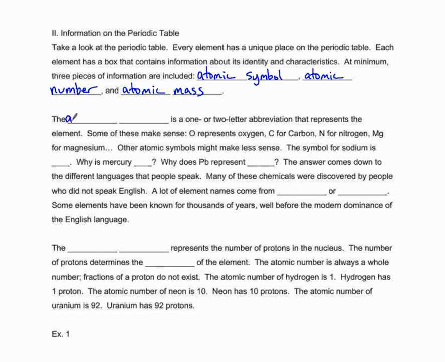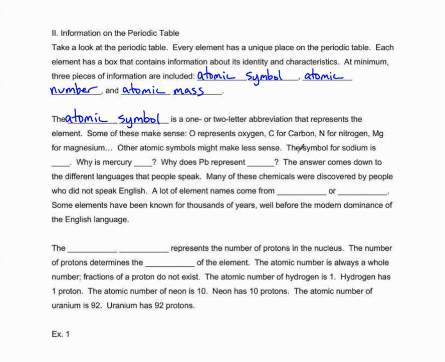So first off, the atomic symbol is a 1 or 2 letter abbreviation that represents the element. Some of these make sense. O represents oxygen, C is carbon, N is nitrogen, Mg is magnesium. Other atomic symbols might make less sense.